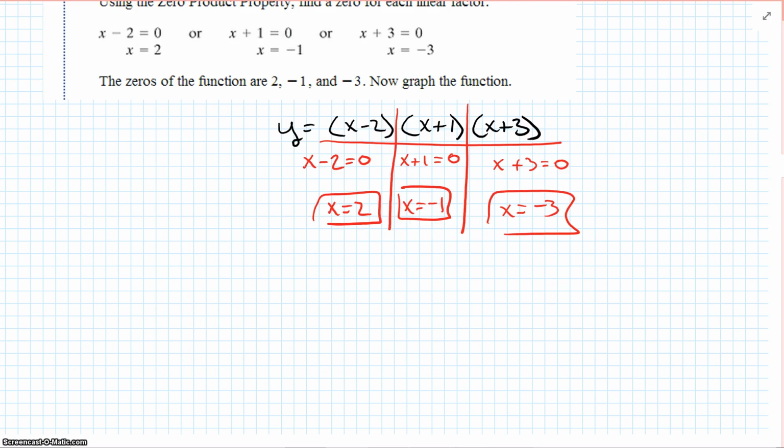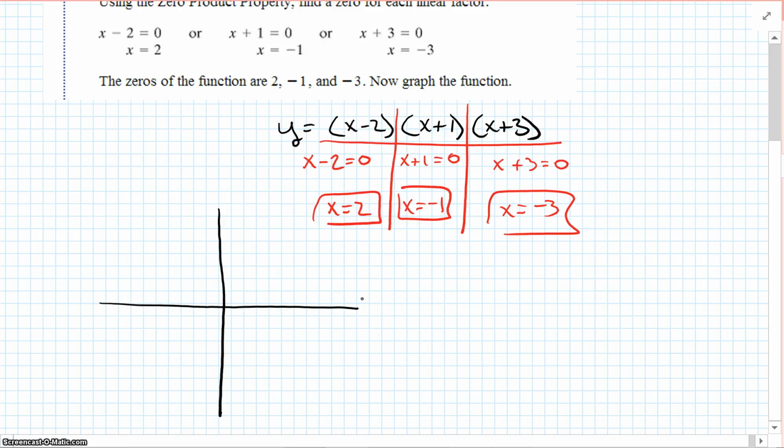And again, really quick, let's just talk about how we graph this. You can tell I'm not too concerned about it being perfect. I just want to understand concepts right now. So these roots are zeros. When x equals 2, we have a 0. When x equals negative 1, we have a 0. And when x equals negative 3, we have a 0. So we'll just label that negative 1, negative 3, and 2. All right, we've got to find the curve.